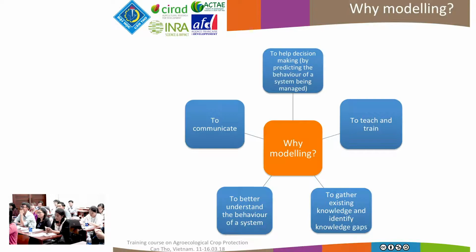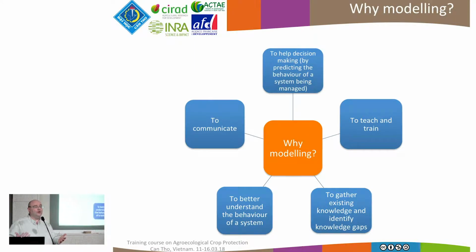Before, we heard the colleague who mentioned simulation as the output of a modeling activity. Well, it is to predict the behavior of something that we are managing in order to make better decisions. So in our field, if we have a model that represents the behavior of an agroecosystem, we will be able to say, okay, if I apply this agroecological crop protection strategy, the behavior of the pest will be this way or that way, and in that way you will be able to take better decisions. So it's the first use of modeling.